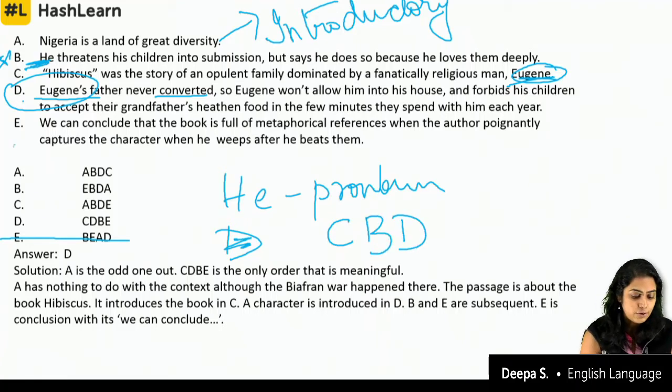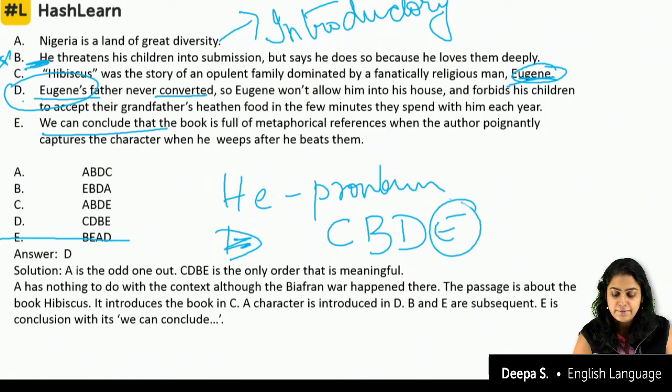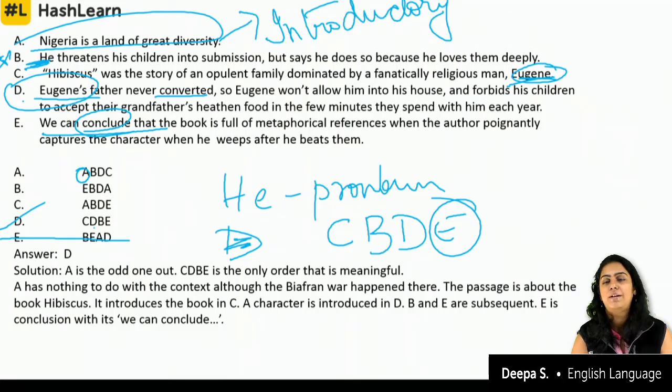Okay. Then look at this, we can conclude that the book blah blah blah. E is a very good conclusion statement which I can see from here. So, I just look for C, D, B and that's there. I go ahead with this. Now, look at this. A is the contrast indicator. There is no mention of Nigeria elsewhere. So, C, D, B, E is your answer.